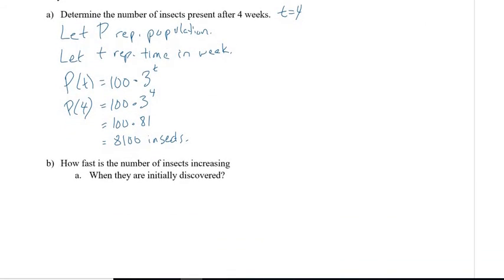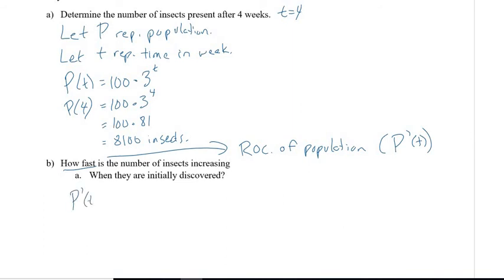So the next question is asking, how fast is the number of insects increasing when they are initially discovered? So when it says how fast, that's rate of change. So think derivative. So we're looking for the rate of change of the population, or p prime of t. Let's find the derivative first.